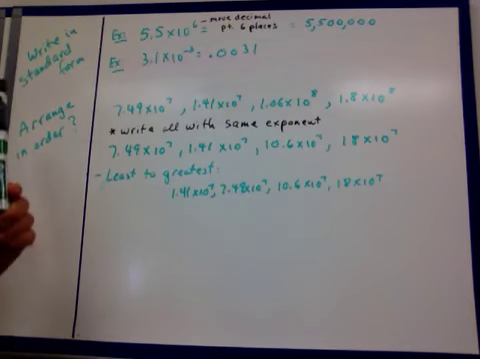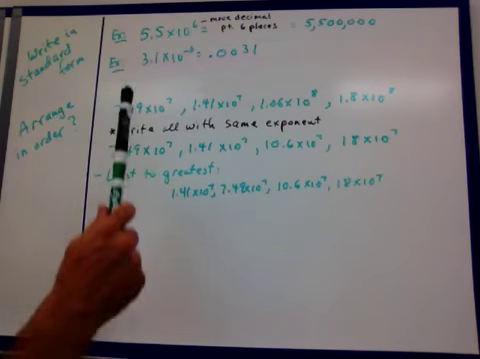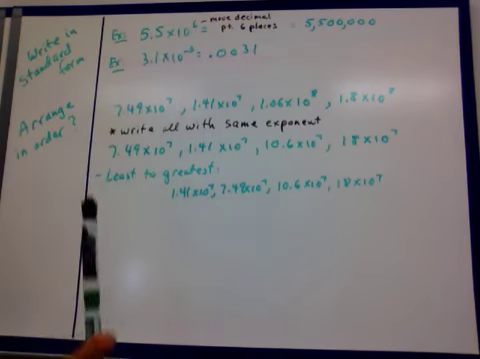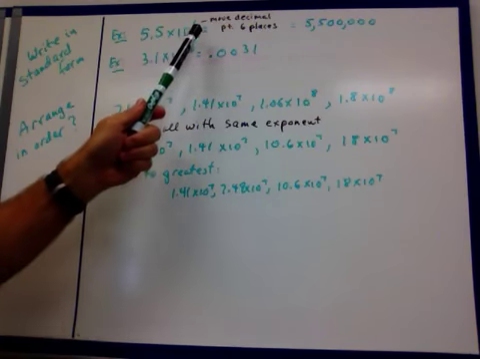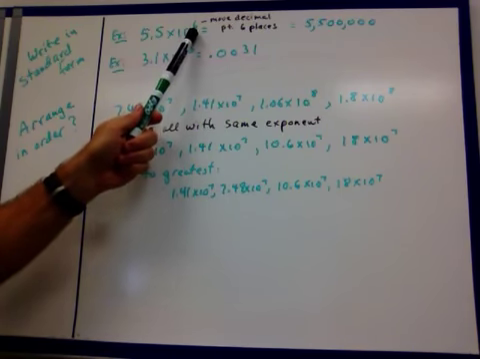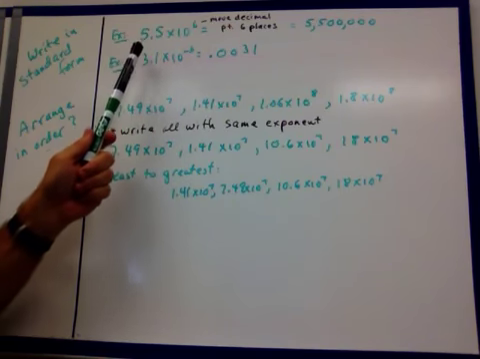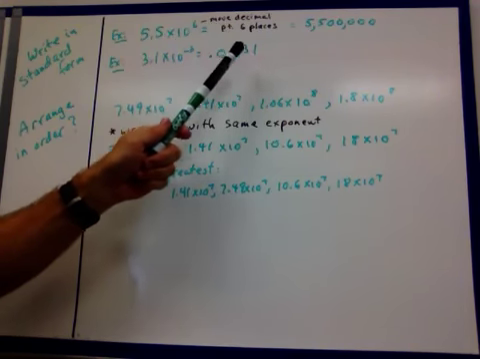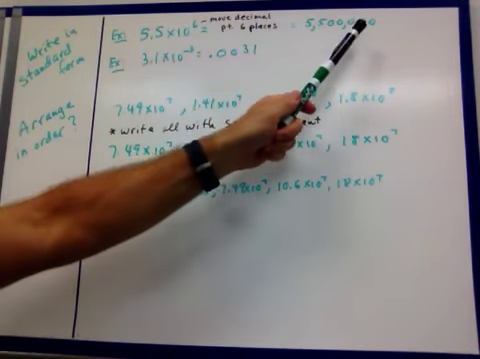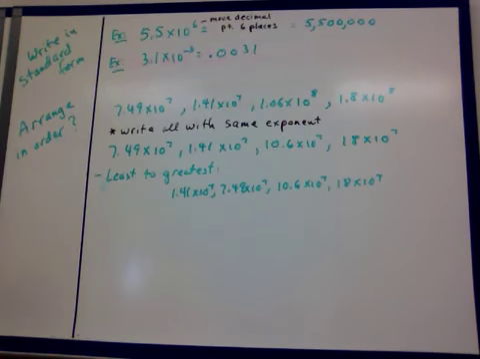Let's look at a couple problems here. Writing in standard form. Let's go the other way. 5.5 times 10 to the 6th, and I want to write it in standard form. Remember what I said. If it's positive, you're going to get a big number. So that tells me I'm going to move this all the way to the right 6 places. 1, 2, 3, 4, 5, 6. So I get 5,500,000.